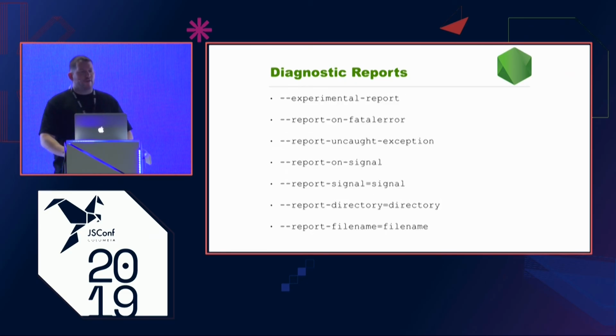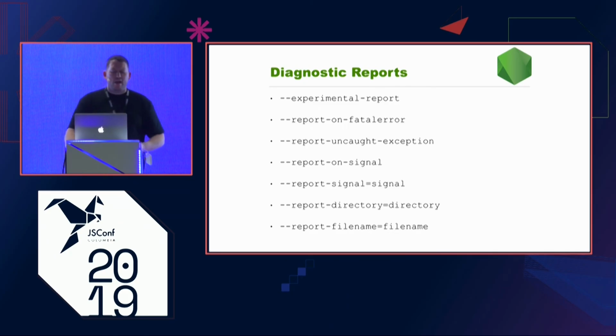To configure it, there are a handful of flags you would use. Because it's still experimental, you have to turn on --experimental-report just to enable it at all. If you're interested in collecting information when Node crashes in the C++ layer, you would use --report-on-fatalerror. For uncaught JavaScript exceptions, there's --report-uncaught-exception. There's also --report-on-signal, so if you want to send a specific signal to your process and have it generate this report, you can do that. You define which signal you want with --report-signal. I believe by default it uses SIGUSR2.